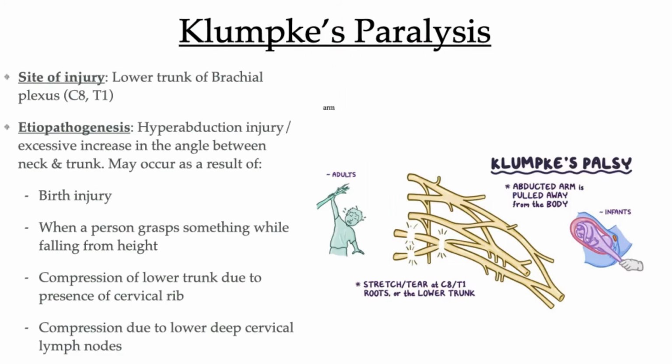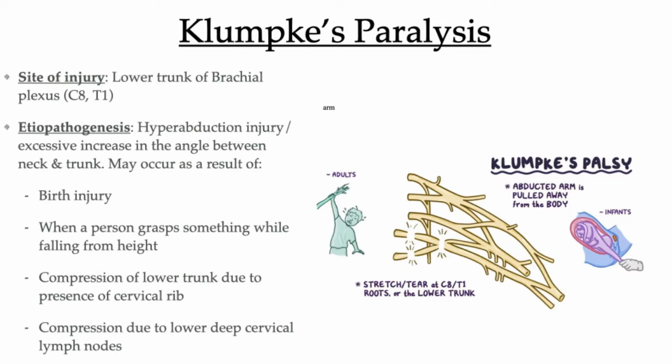The next clinical condition related to brachial plexus is Klumpke's paralysis. This is the condition which arises because of the injury to lower trunk of the brachial plexus. We know that lower trunk of the brachial plexus has the root value C8 and T1.